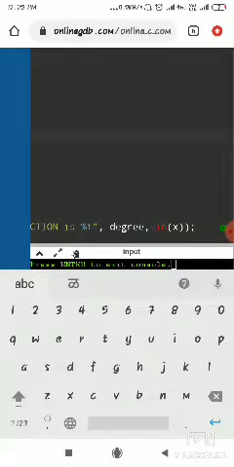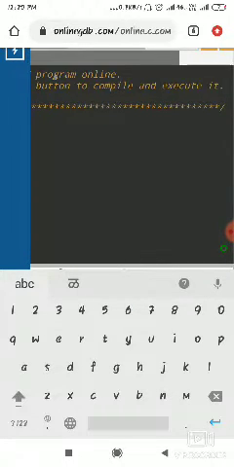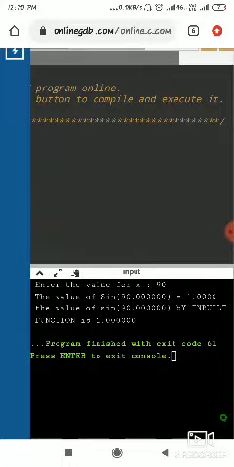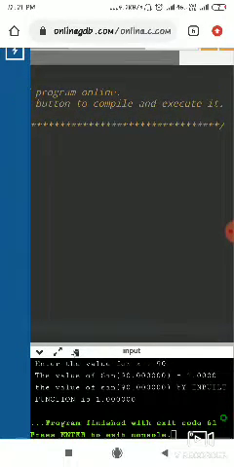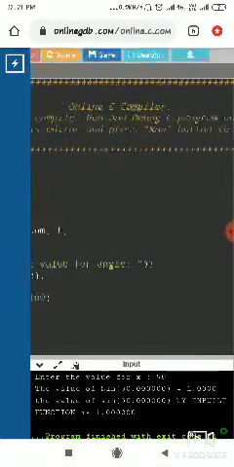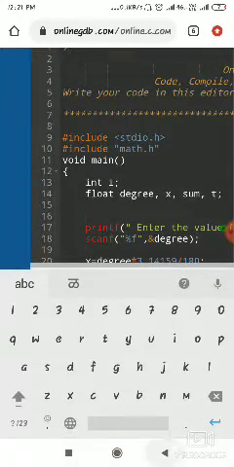Now where this sin of x function and fabs are written, they are written under the math.h header file. That is the reason I am using math.h here, otherwise I might not have used it. So let's run the program. We'll see what answer we will be getting.